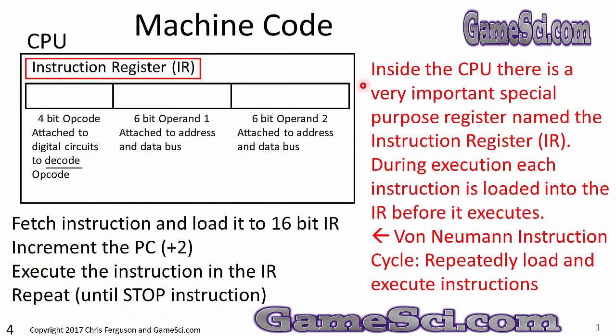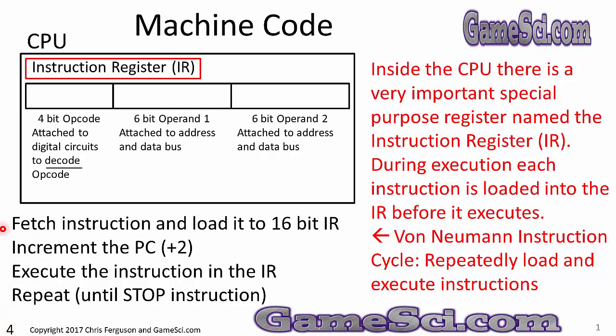Inside the CPU, there is a very important special purpose register named the instruction register, or IR. During execution, each instruction is loaded into the IR before it executes. Here is the von Neumann Instruction Cycle. Repeatedly load and execute instructions. Start with a fetch of the instruction and load it into the 16-bit IR. Increment the PC by 2 because each instruction is 2 bytes of memory. Execute the instruction in the IR. Repeat until you see the stop instruction.